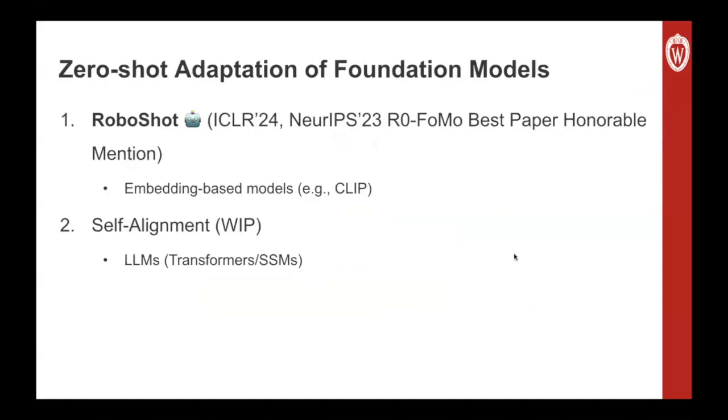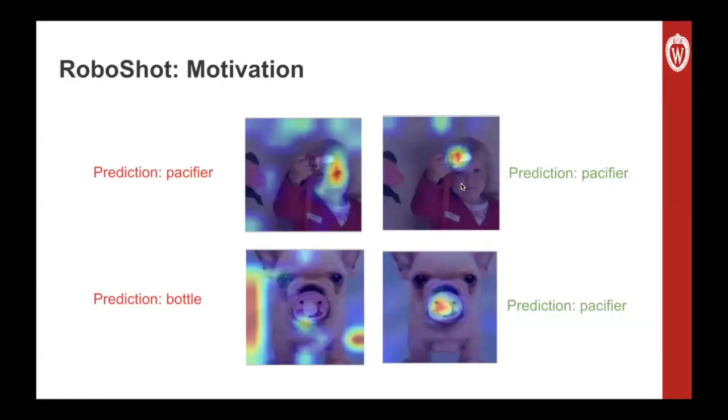So there are two works that I'm going to present today. The first one is Roboshot, which is going to be published in ICLR 2024. Basically, this method works for embedding-based models like CLIP. And I'm also going to briefly touch on a work in progress where we want to expand Roboshot to more complicated models like LLMs. First, I'm going to describe the motivation behind Roboshot.